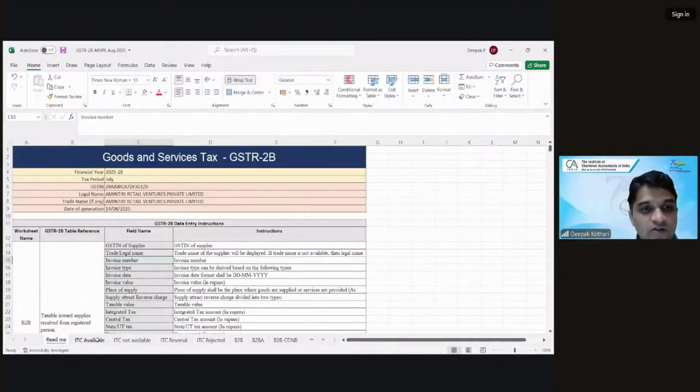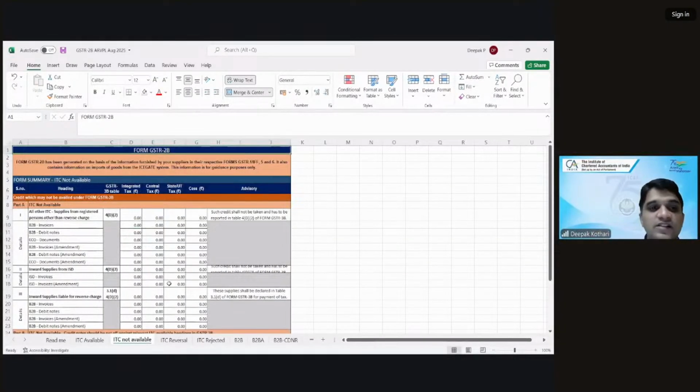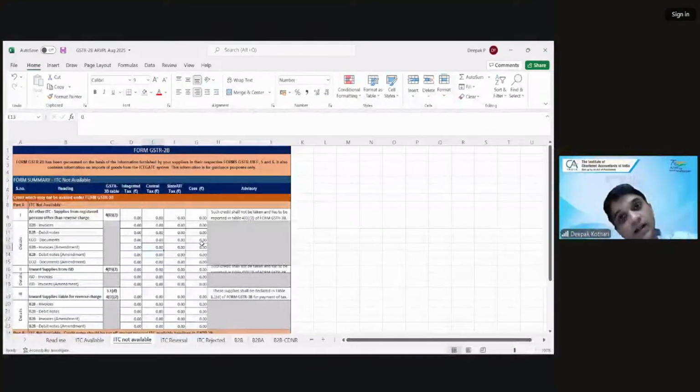Once you get the GSTR 2B, you will have two categories. One is ITC which is available. So this is the ITC which is available to me. And the second category is ITC which is not available, which means if the supplier has satisfied one of those 5 conditions, then it will appear here, which is an indication that the supplier has done his GSTR1 filing, but you cannot claim the credit.